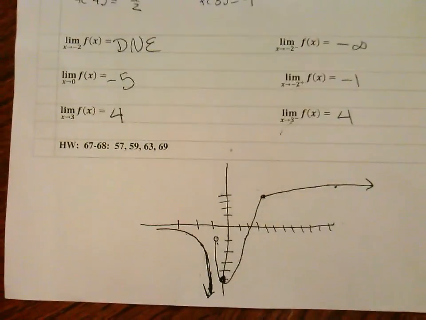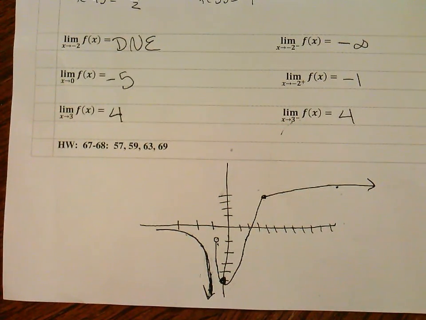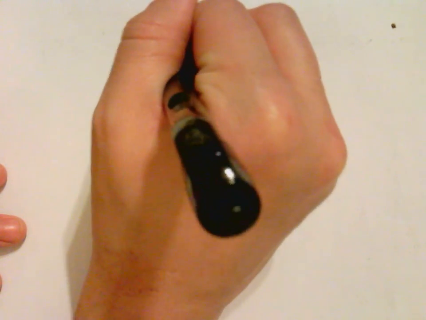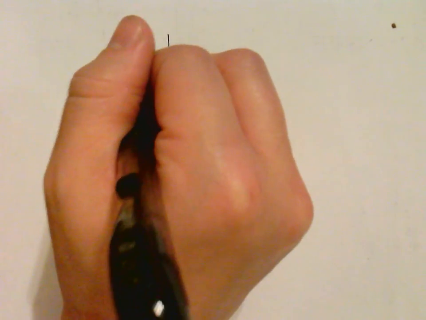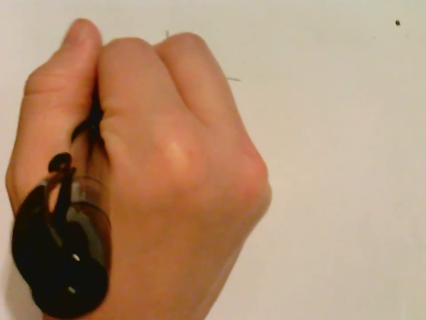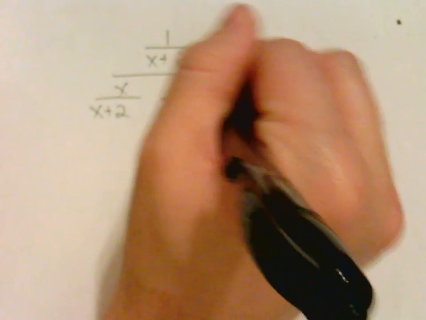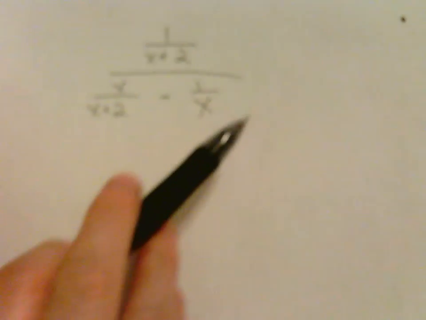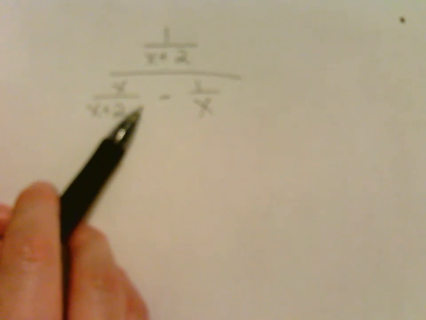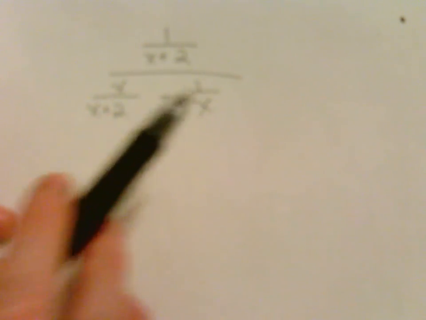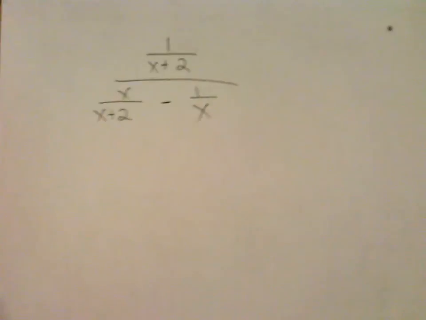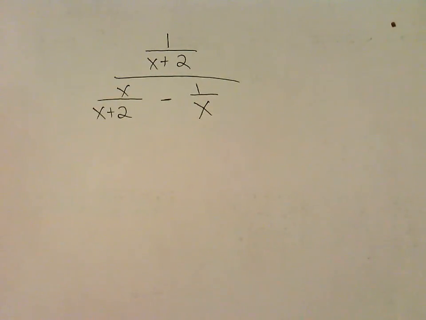Another thing you can do for limits, some limits will have complex fractions. I'm just going to simplify one, not do a limit one. Let's say you have 1 over x plus 2, and then you have x over x plus 2 minus 1 over x. Yes, you can get the common denominator and subtract and then divide and then multiply, but there's a much easier way.